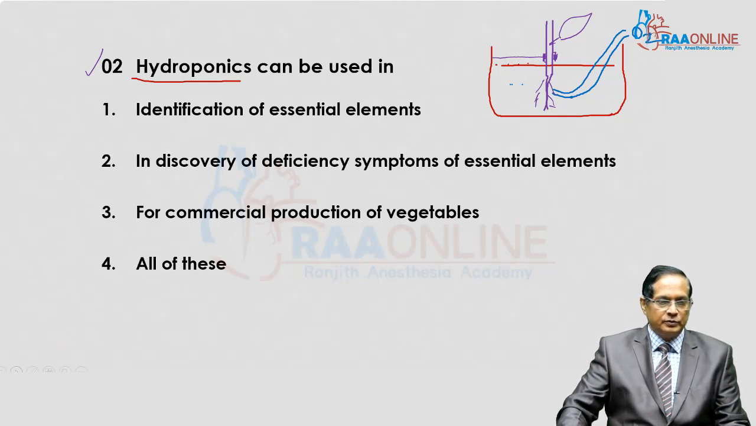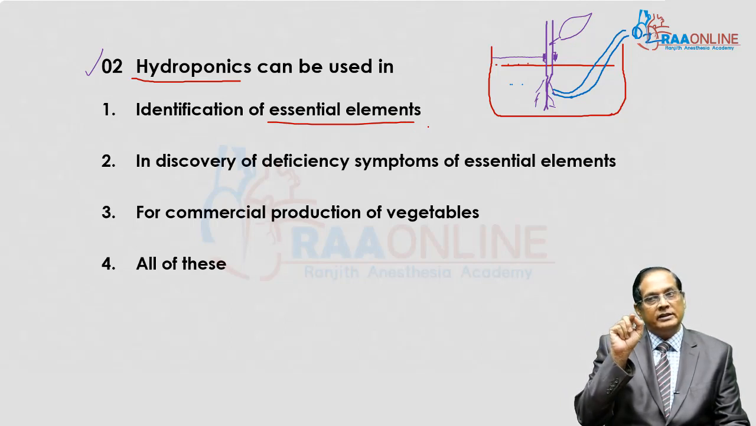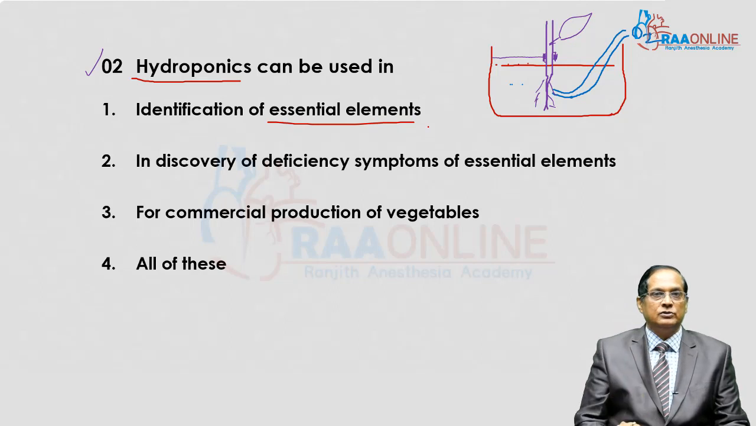So the use of hydroponics is the identification of essential elements. Why? If you do not add some minerals in this solution, you can easily study its deficiency symptoms. That is, the requirement of an element can easily be identified. If that mineral is not added in this solution, you will see the deficiency of that mineral. So every nutrient's utility or essentiality can easily be studied.